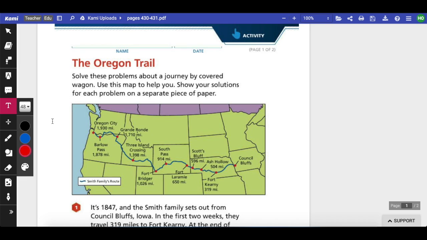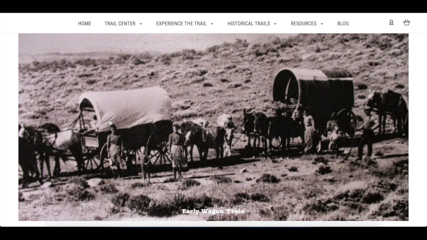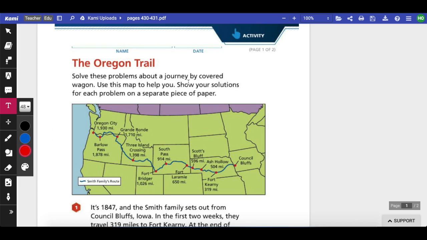To give you some background information, the Oregon Trail was about a 2,000-mile long journey all the way to the west. People used this at the time, and they were called pioneers, to move west. During this time, they used covered wagons that looked like this to take this really, really long journey. So they used these wagons to head west on the Oregon Trail.